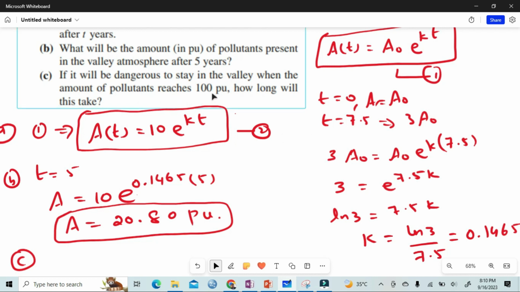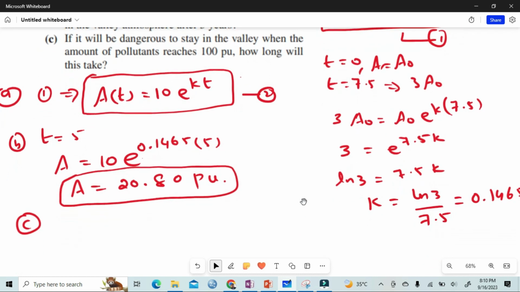So the amount of pollutant A is given. The question is how long will this take? You have A. A is 100 in equation number 2. Equation number 2 is here. Then the question is what is T?